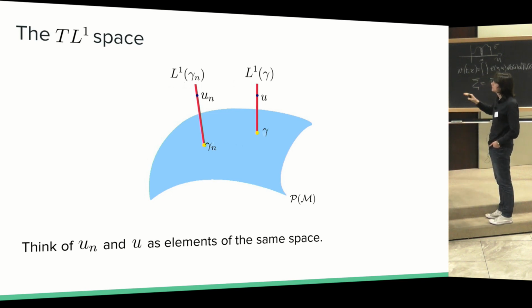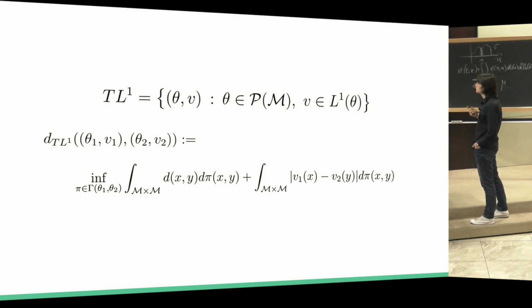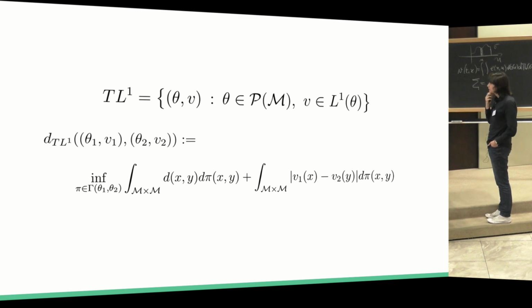And so I'm thinking that these elements, like the discrete function and the continuum function, are actually part of the same space, but provided that you interpret UN not just as UN on its own, but as UN coupled with gamma n. Okay? So formally speaking, this TL1 space is just a pair where you specify a measure on your manifold, and once you have specified the measure, you define a function on the L1 space associated to that, and then on top of that you put a transport distance.